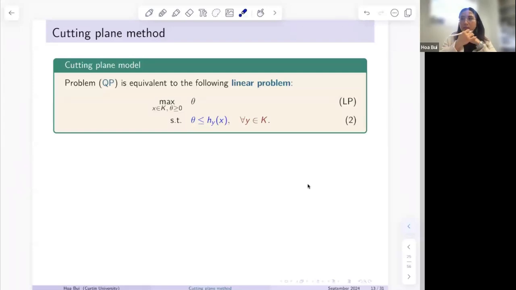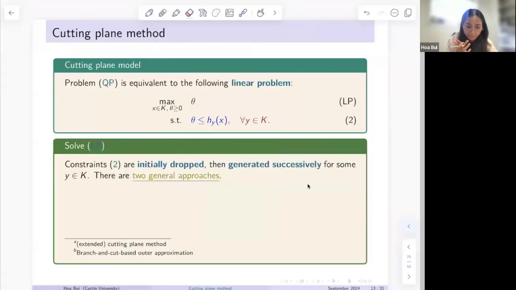Well, then the question is, how do we solve this linear model? Knowing that the dimension of this model is n+1, which means that we will have n+1 active constraints. So we don't need all of these constraints, y belonging to K. We don't need all y. We only need some active constraints that we can put into the LP so that we can reach the tight approximation. So how we solve the LP is actually a variant of the cutting plane method.